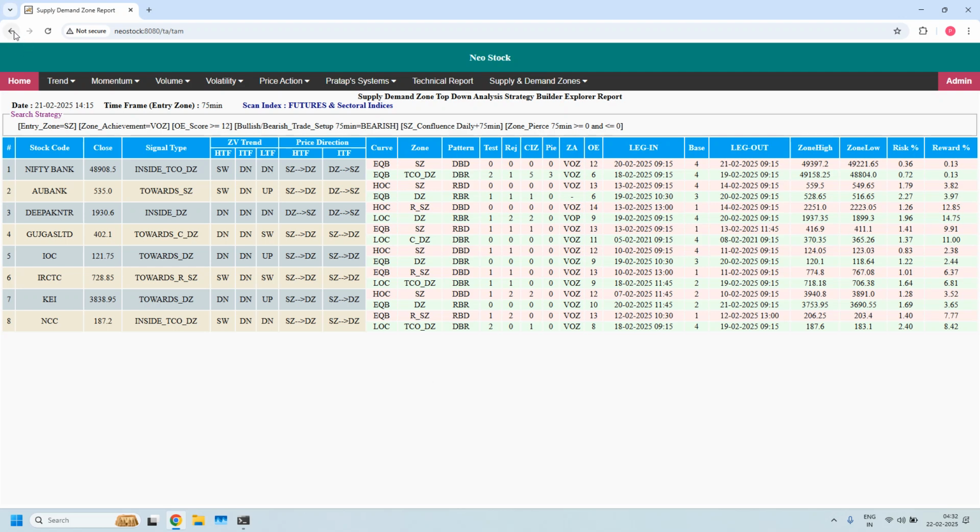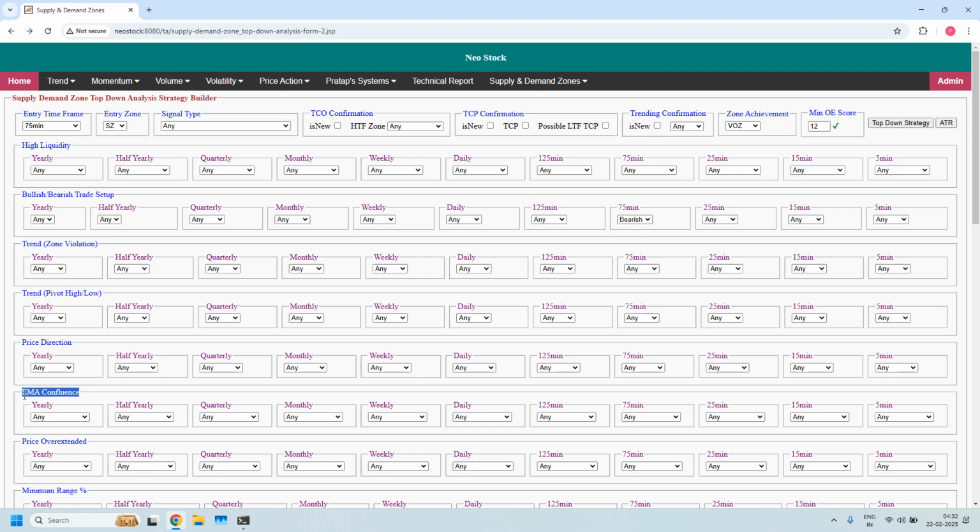Let's verify. In the EMA confluence at daily time frame, because the 75 minute supply zone is overlapped with daily, that's why we are checking whether the daily supply zone is having daily EMA confluence or not.